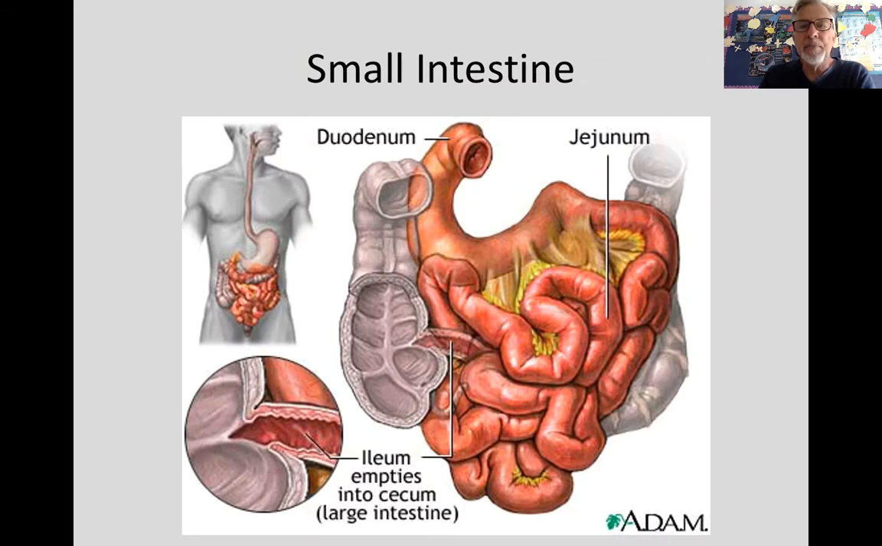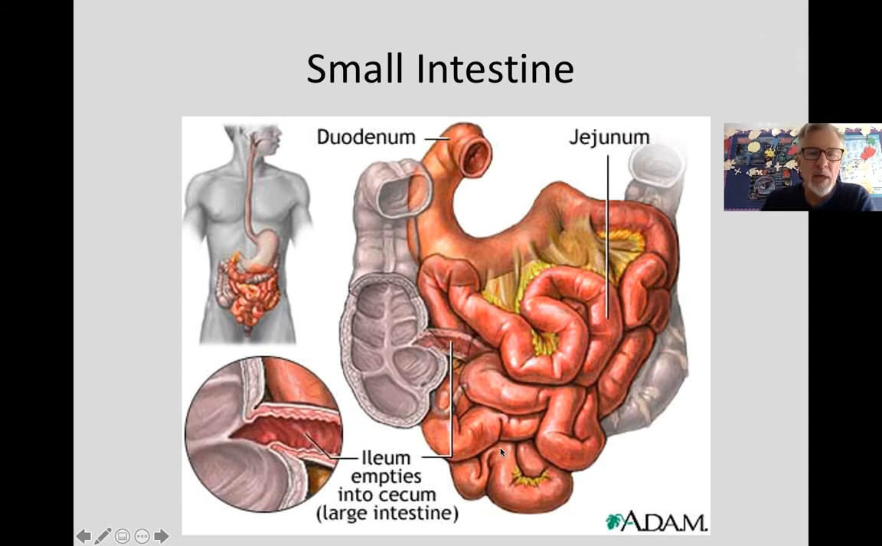Here is the anatomy of the small intestine. You can see we've removed the stomach up here, and here is the C-shaped duodenum. The next big long section is called the jejunum, and then finally the small section at the end that empties into the large intestine is called the ileum. And we will be able to see all three of these sections when we do a pig dissection.